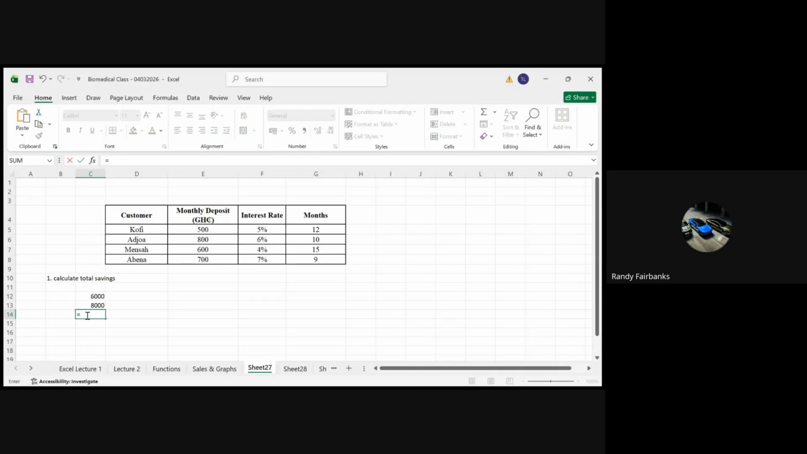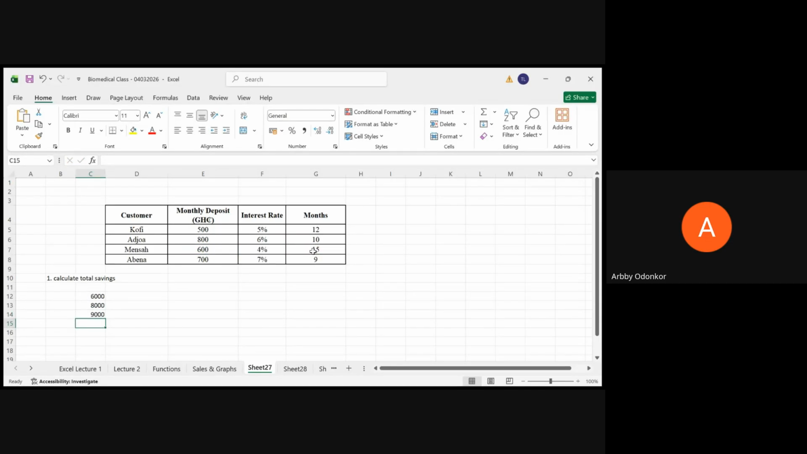Equals what? Equals for Mensa, E7 times G7. So I'll click where the 600 is. That corresponds to E7. Then I'll go and look for the asterisk. Mine is on key 8, shift 8. I don't know where yours is. So you have to find these keys, minus, plus, and all those things on your keyboard. Times G7. Then I'll enter. Good, I got 9,000.